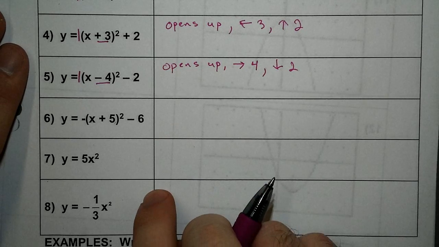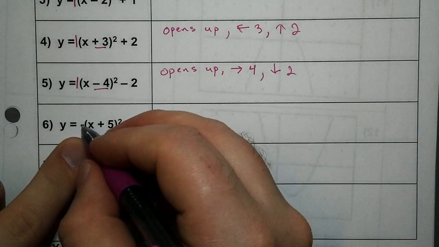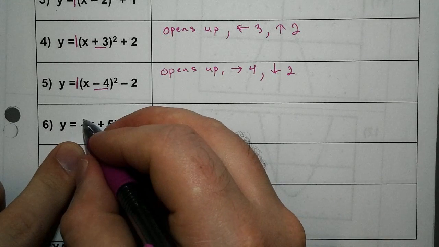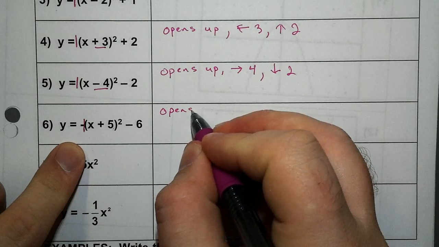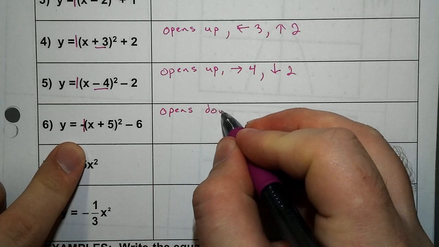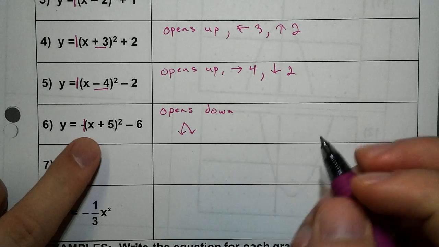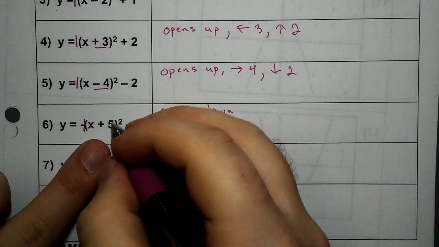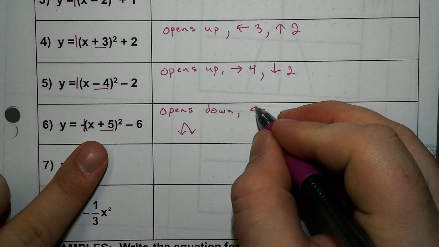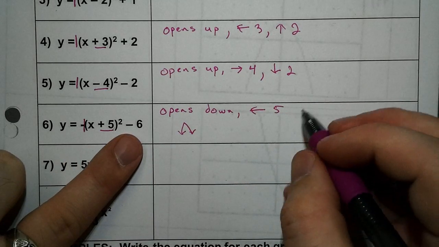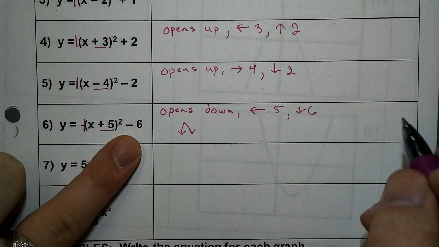We've got 3 more here on the descriptions. Now we finally have a negative. It's a -1. So this one is going to open down. So it's going to look like this, unlike the rest of them. That +5 means it's going to go to the left 5 spaces, x lies. That -6 means it's going to go down 6 spaces.